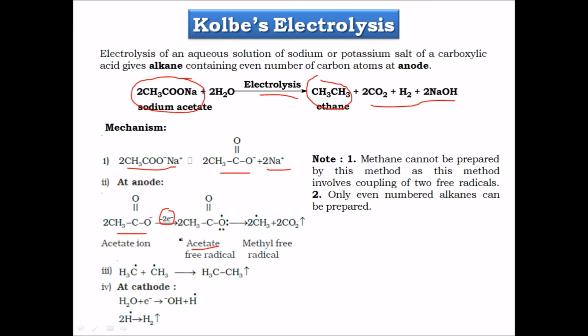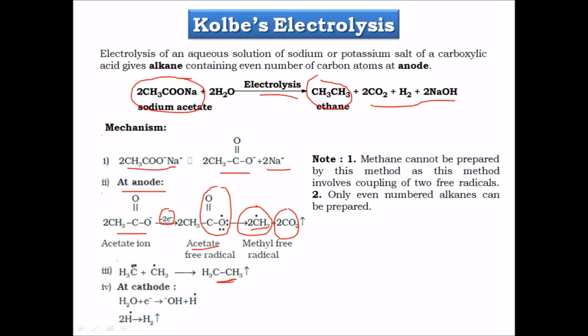Once you get the acetate free radical, it is unstable. It eliminates carbon dioxide to form the more stable methyl free radical, along with carbon dioxide gas evolved. So in this step we get generation of a free radical, the methyl free radical. Two such methyl free radicals combine, a coupling reaction, to form ethane. So ethane gas is evolved at the anode, where oxidation takes place.